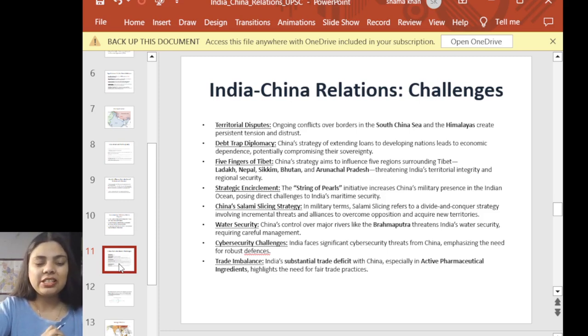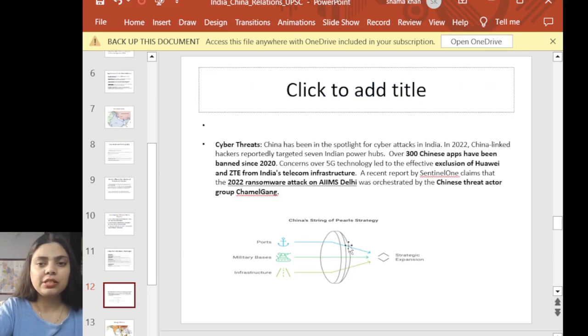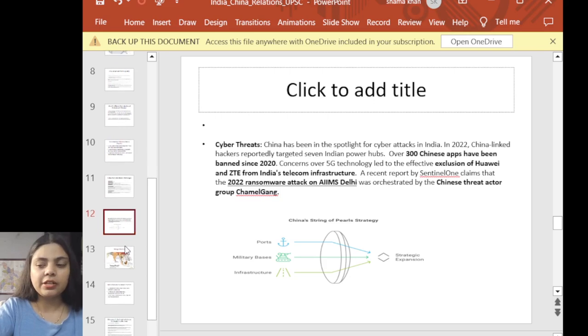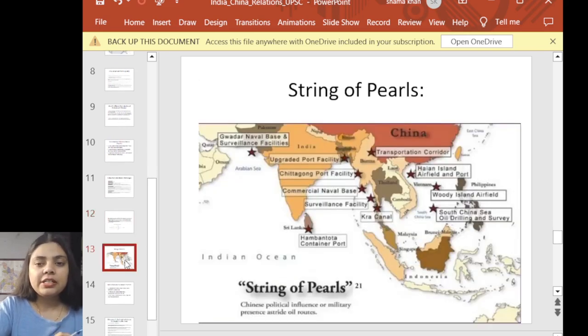Cyber security challenges: in the year 2020 itself, we have seen that the AIIMS computer was hacked, and the whole hacking was done from China itself. Trade imbalance, I already explained. Here you can use the China string of pearls strategy, and you can use this map in your answer writing, where they try to claim ports, infrastructure and military presence in foreign countries. Next we can see string of pearls. I have explained these four regions that you can use: Gwadar port, the naval base of China, and Hambantota port, and the regions which I have given here, you can just have a look at.